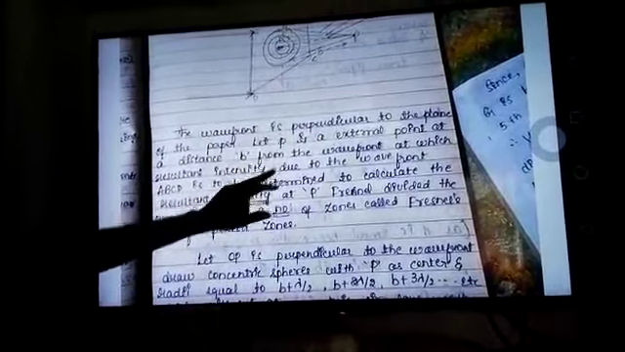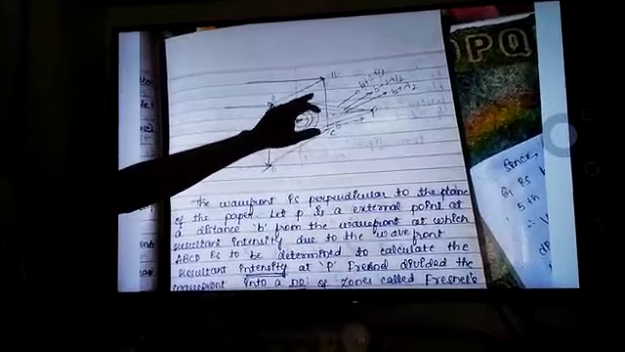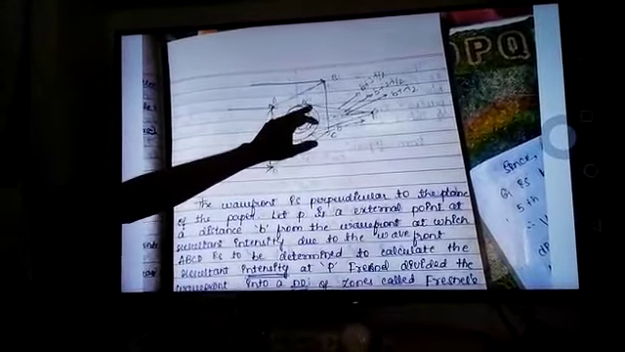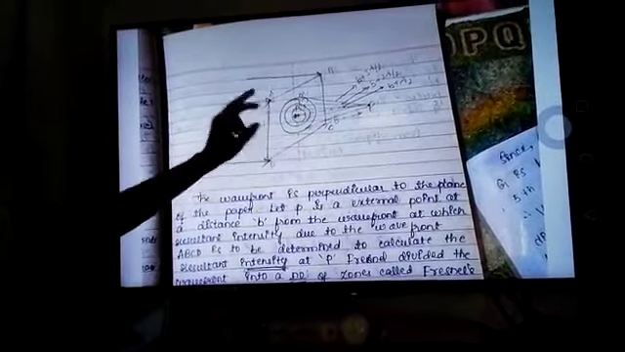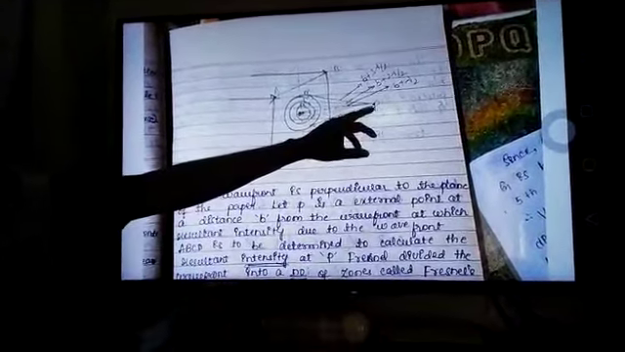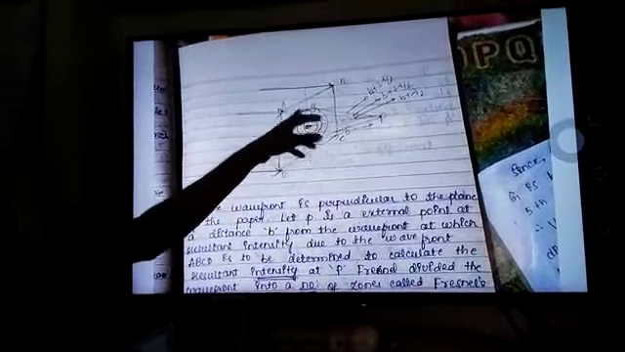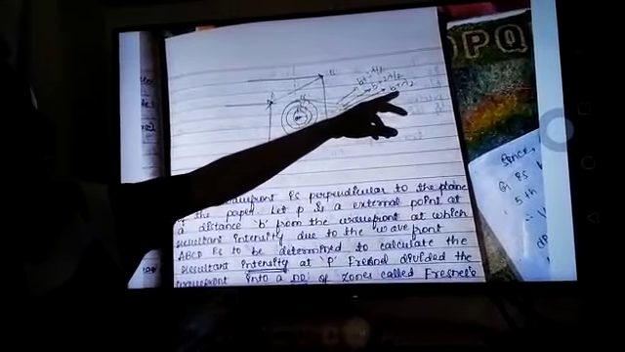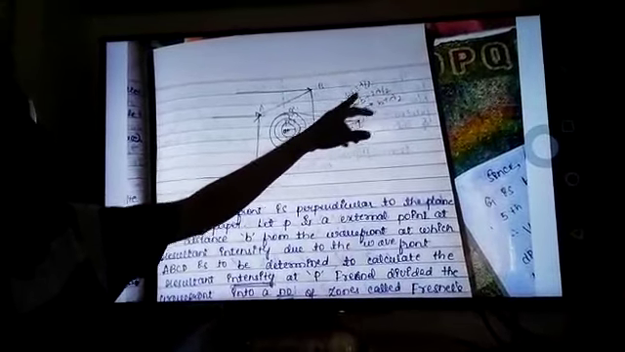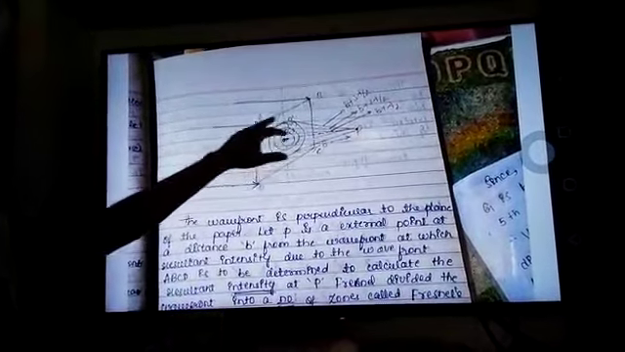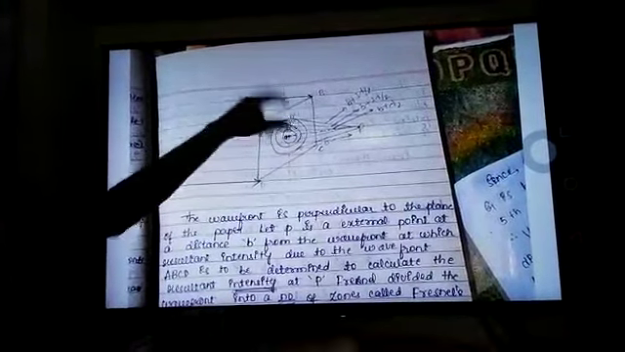Here is a small correction: M1, M2, M3, OM1, OM2, OM3, like that. So let us consider the point P. From that point, let us draw circles by taking radii b plus lambda by 2, b plus 2 lambda by 2, b plus 3 lambda by 2. So you will get concentric circles on the wavefront ABCD.